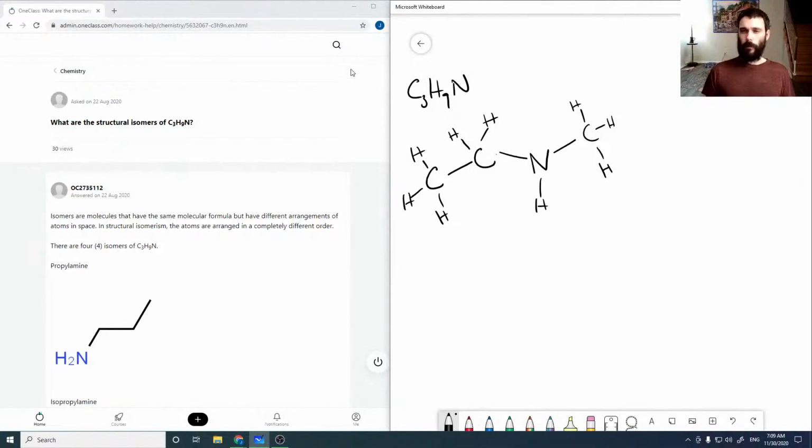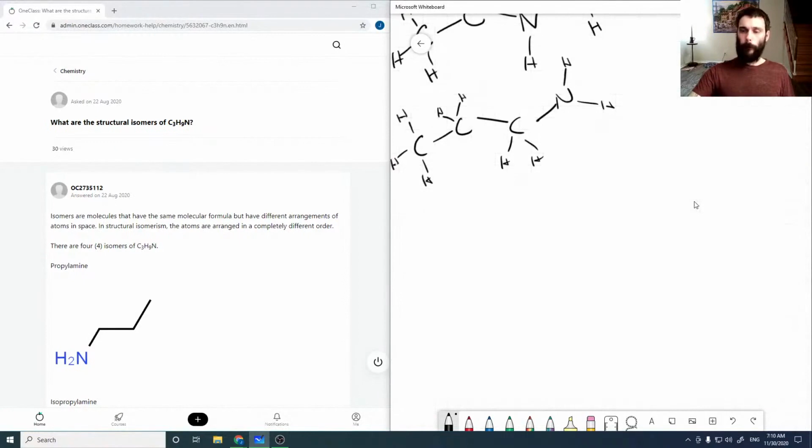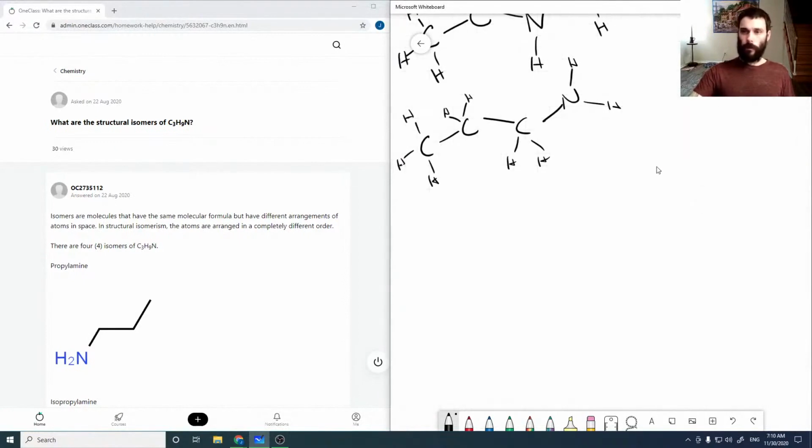So now swapping the position of the nitrogen and the carbon. So we have 3, 4, 5, 6, 7, 8, 9. So that looks good. So these two are isomers. Now I've swapped them in the chain. Now looking at branches. So we could have C, C, N.